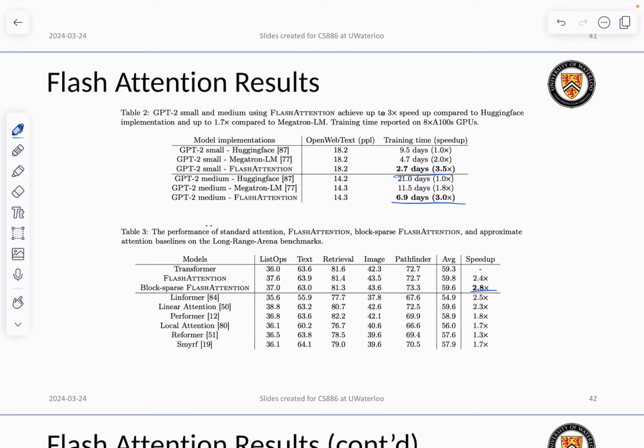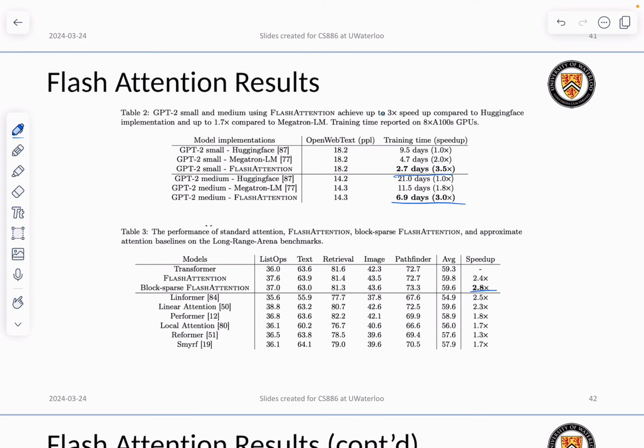And again, here it shows the speed up. Here's the training time. And as you can see, it's a lot faster than before. I only covered the forward pass. There's actually an additional backward pass. You can check it out in the appendix of the flash attention paper.